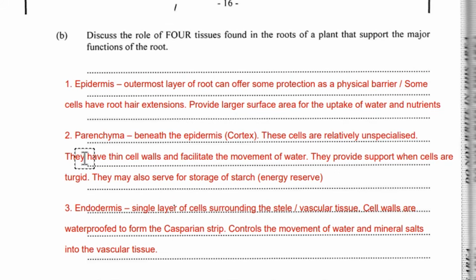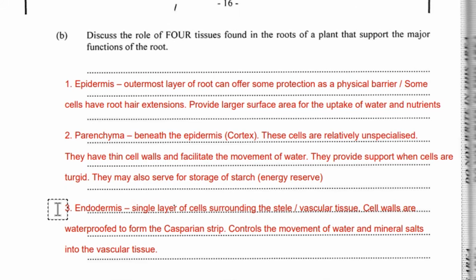The parenchyma is located beneath the epidermis, or the cortex. These cells are relatively unspecialized. So what they basically do is that they facilitate the movement of water from the root hairs towards the center of the root where the vascular bundle is. So they have thin cell walls and they provide support when cells are turgid. Some of them might even have amyloplasts or starch reserves.